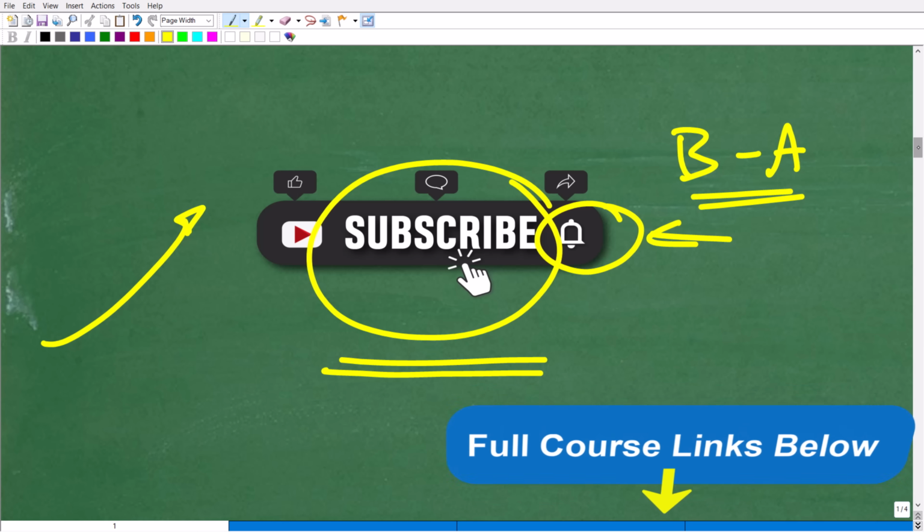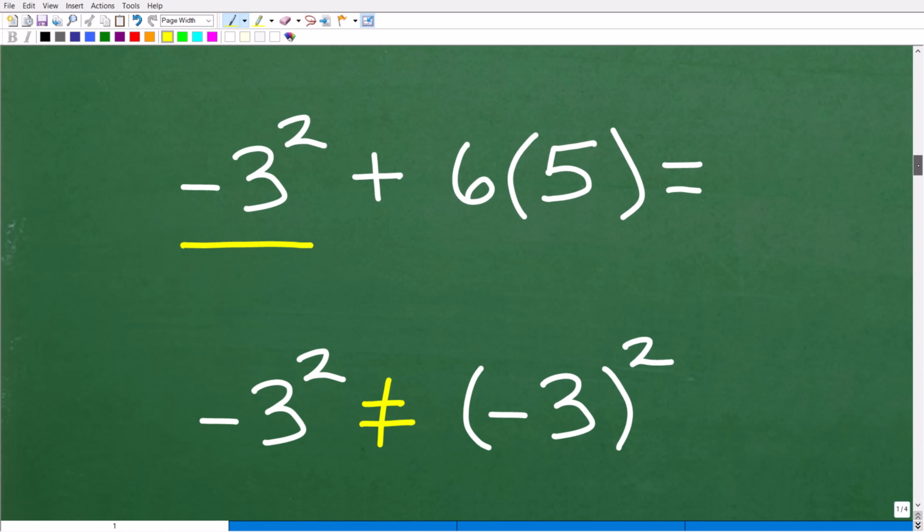Okay, so back to the problem. Okay, so right here is where a lot of you are going to get in trouble in this problem. Now, this -3 squared, we have to figure out because this is powers, right? We have to handle this exponent part first. But here is the thing.